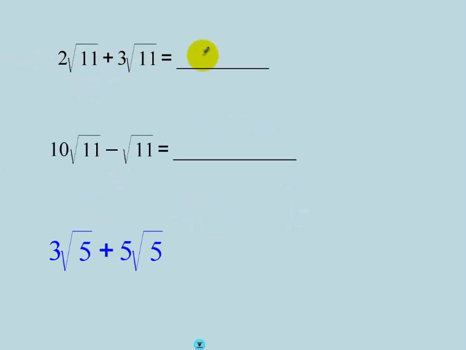2 square roots of 11 plus 3 square roots of 11. That's 2 plus 3 will be 5 square roots of 11. Now 10 square root of 11 minus the square root of 11. Since it's just the square root of 11, you treat it like there's a 1 there, so it becomes 10 minus 1, which would be 9 square roots of 11. And 3 square root of 5 plus 5 square root of 5 would be 8 square root of 5.